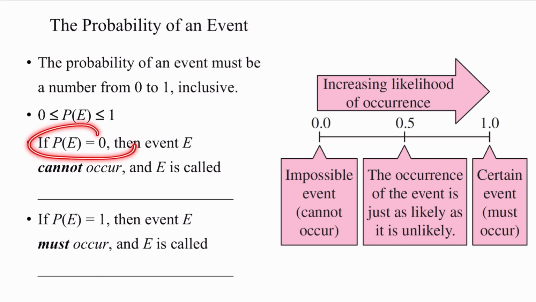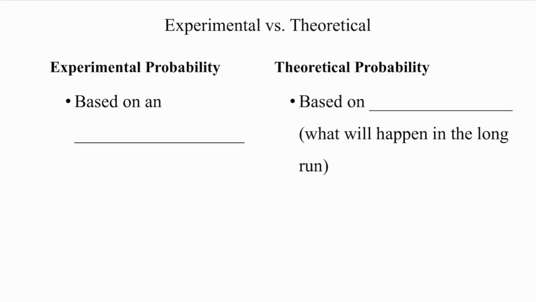If the probability is equal to 0, then that event cannot occur, and we call that an impossible event. An example of that could be, well, today is Wednesday as I'm recording this video, the probability that tomorrow is Friday. That's impossible because that's not how time works. And if the probability of an event is equal to 1, then the event must occur, and we call that a certain event.